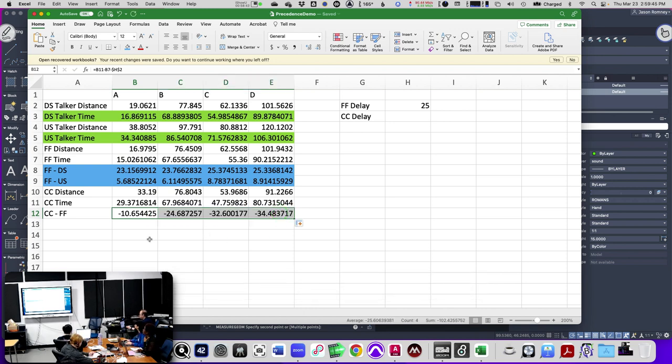Now here's the magnitude of the problem I have. I've got a range of negative 10 milliseconds versus negative 34 milliseconds. Why? Because the center cluster is arriving first. Why? Because I have 25 milliseconds of delay on the front fill. Okay? What's the math? Center cluster minus front fill. Center cluster time minus the front fill time. And the front fill time includes the front fill delay. So center cluster time minus front fill time minus front fill delay.